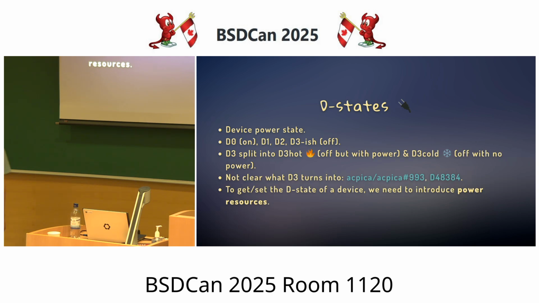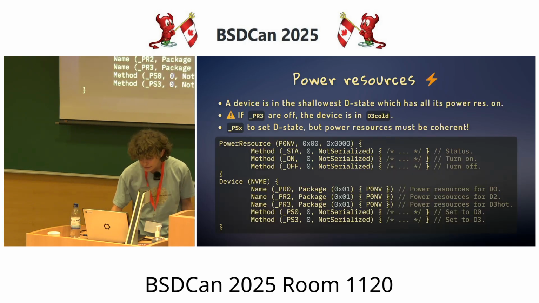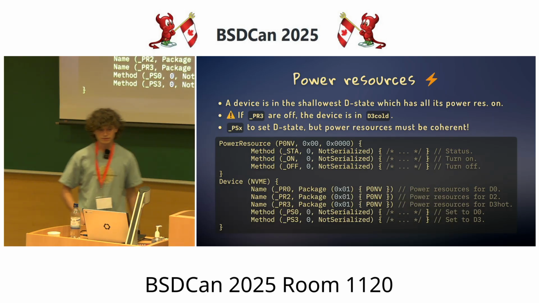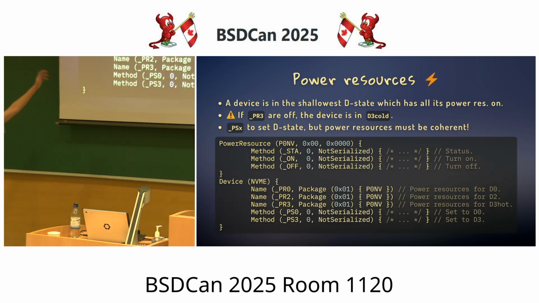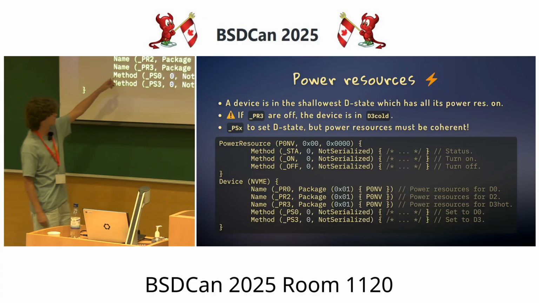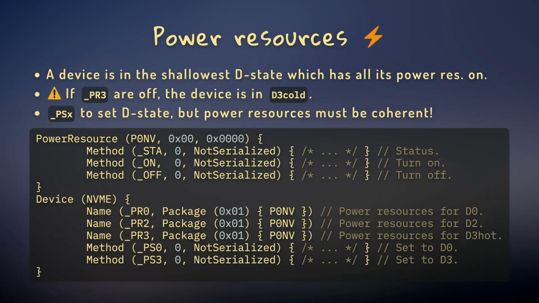And yeah, to change the D-state of a device, we need to talk about power resources. So here is the NVMe device and its power resources. Every one of these PR things corresponds to a D-state. So PR0 would be D-state 0. And it's saying that it depends on the P0 NV power resource. And the way that we know that we're in a certain D-state is if it's the shallower states which have all its power resources on.